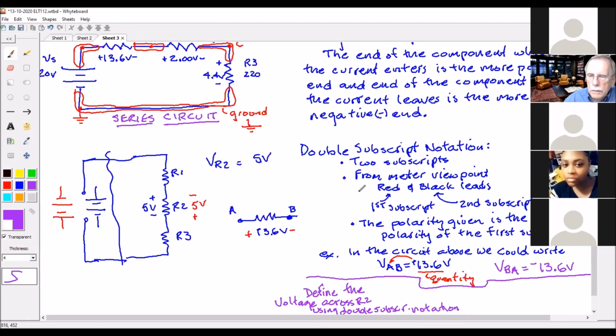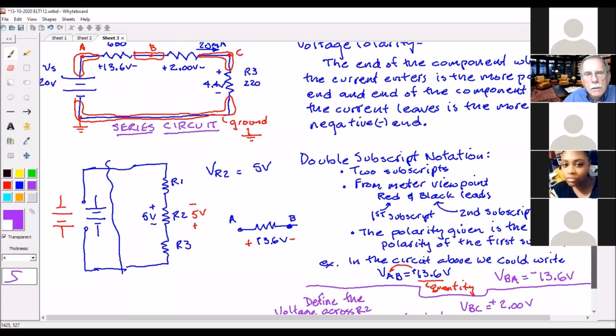Yeah. Voltage of BC equals positive 2.00. So what are we saying? We're saying the voltage from point, let me bring this down a little bit so you can see the A and the B. The voltage from point B to point C is 2 volts, which it is, and the positive is at the B end. Okay? It's all making sense? Any questions?